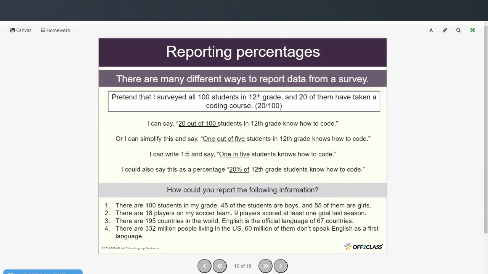All right, reporting percentages. So there are many different ways to report data from a survey. Pretend that I surveyed all 100 students in 12th grade and 20 of them have taken a coding course. I can say 20 out of 100 students in 12th grade know how to code, or I can simplify and say 1 out of 5 students in 12th grade knows how to code. I can write 1:5 and say 1 in 5 students knows how to code, or I could also say this as a percentage: 20% of 12th grade students know how to code.